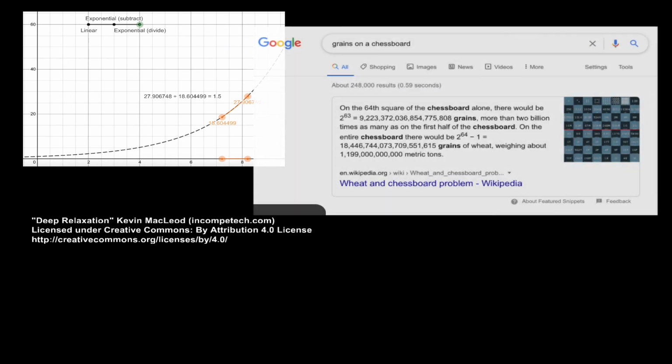And if you want to learn more about exponential growth, I would strongly suggest Googling grains on a chessboard. There are lots of interesting examples that'll show how exponential growth grows very, very quickly.